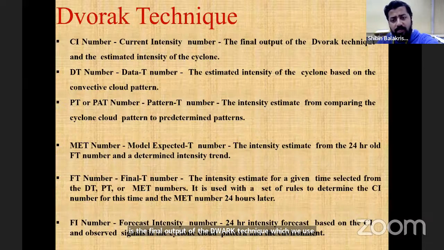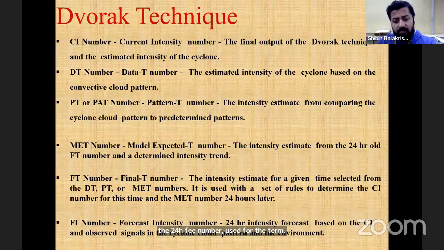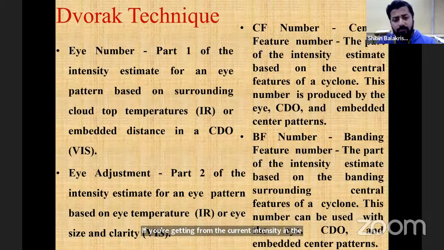Similarly, you have the data T number, which you estimate from the available convective cloud band. Then you have the pattern T, which is the intensity estimated from the different cyclone bands. Similarly, you have your model expected T, which is a 24-hour T number used for determining the intensity trend. And finally, you have the forecast intensity trend, which is your 24-hour intensity forecast, obtained from the current intensity, the cyclone band and the environment. Okay, this is again a part of that.